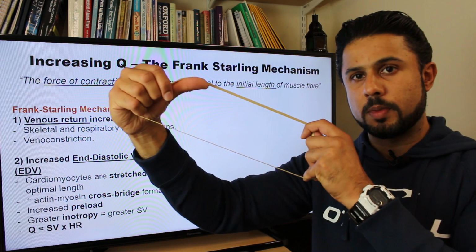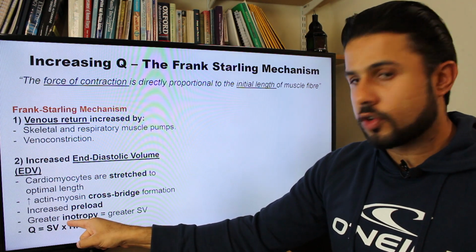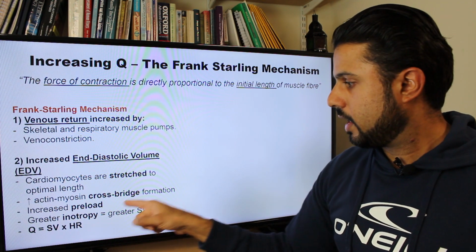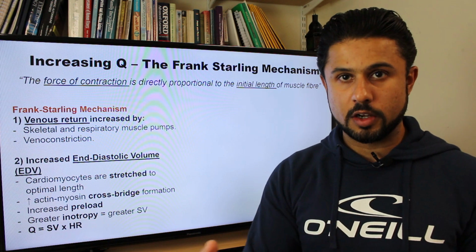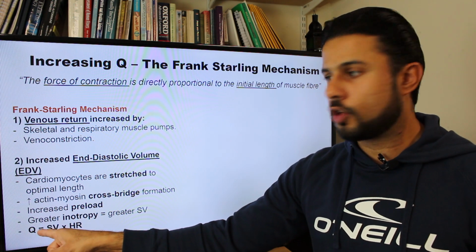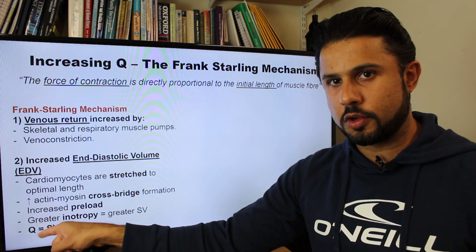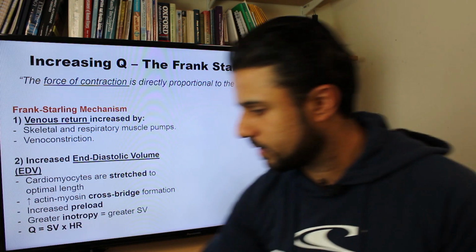And so you've got this optimum stretch of the cardiomyocytes, increased preload, that's going to increase contractility, inotropy. You're going to get greater stroke volume. Combine that with the changes in heart rate that occur from the autonomic nervous system, and your cardiac output, which is abbreviated as a Q, normally with a dot, but I couldn't get the Q with the dot. So your cardiac output will increase.